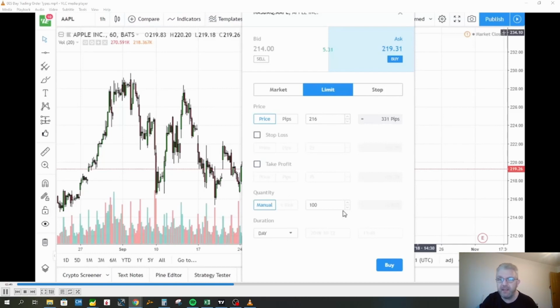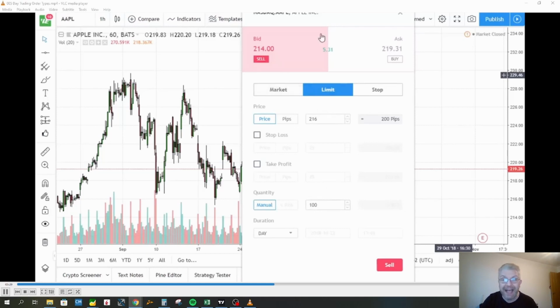If you say I'm only willing to pay this amount, that's the limit. Now a sell limit order is exactly the same thing, but opposite. So it's above the current bid. In this case, I want to sell at 216. Right now, they're only bidding at 214. So they need to drive the price up to me, and I will sell them 100 shares. It's also a way to perhaps take profit on the way up.